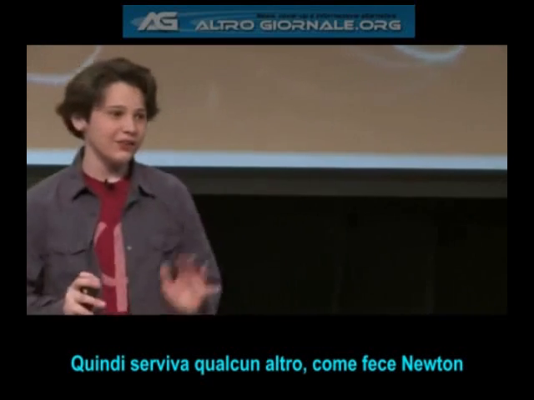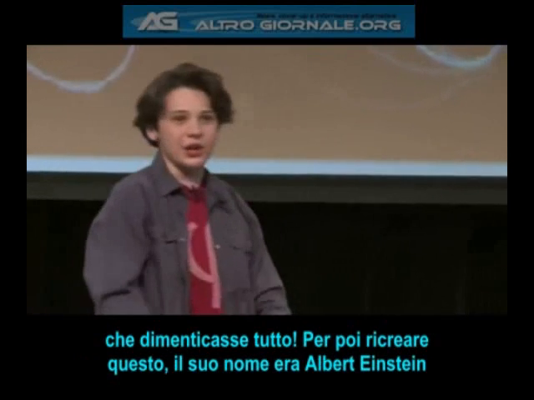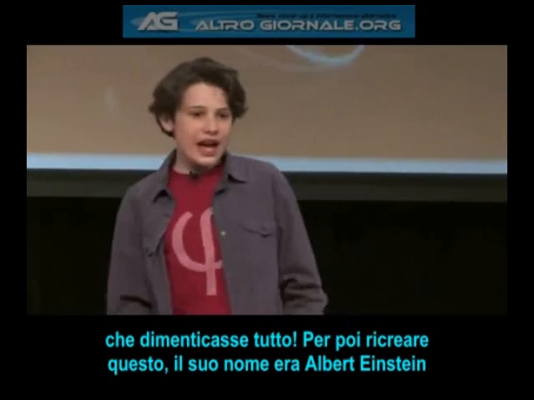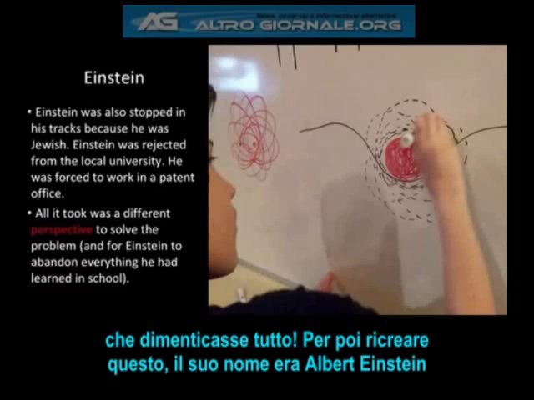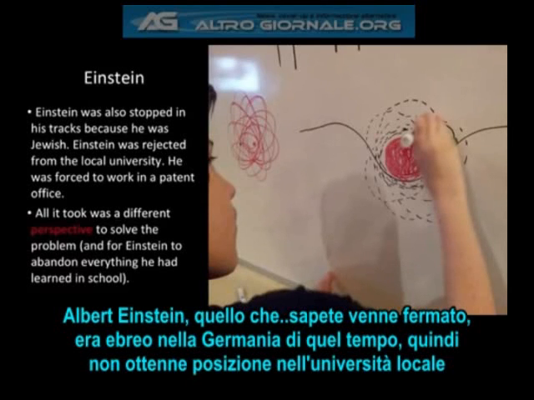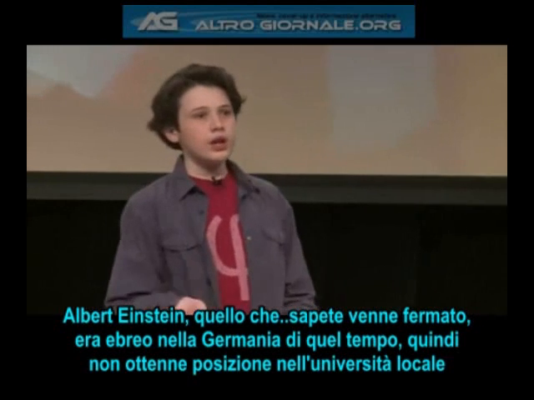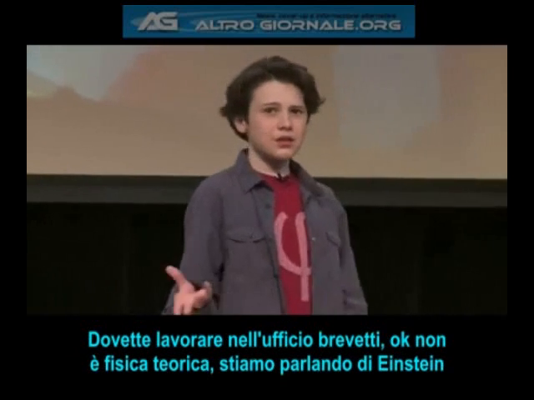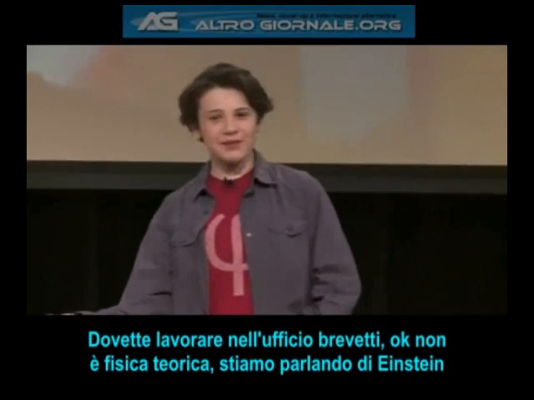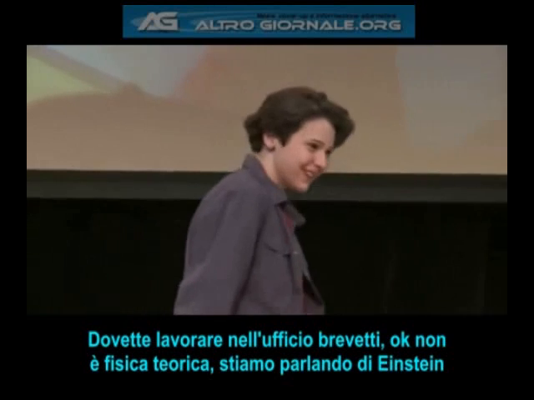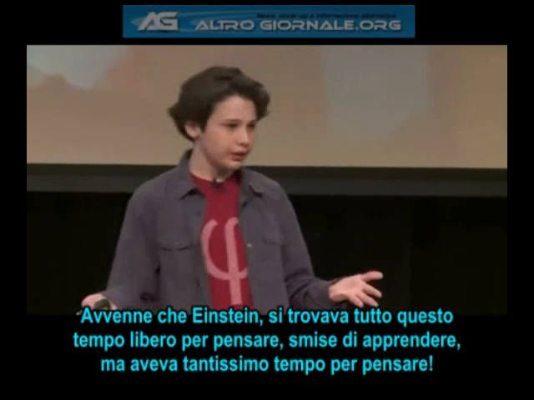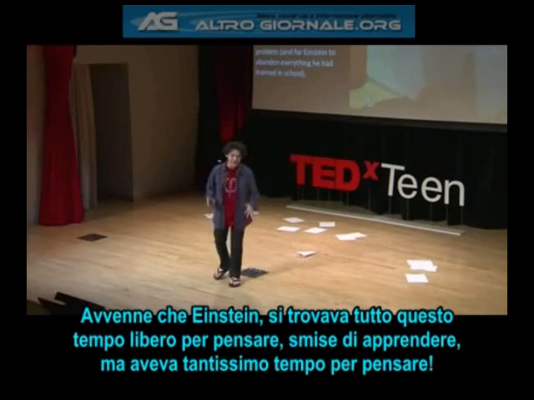So we needed someone else, just like Newton had done, to forget everything they knew and recreate this. That man's name was Albert Einstein. He was also stopped in his tracks. He was not doing very well. He was Jewish, and it was pre-Nazi Germany, so he was not able to get a position at the local university. He had to work at a patent office, which, okay, that's not theoretical physics, and we're talking about Einstein here. What happened was Einstein had all this time to think all of a sudden. He had to stop learning, but he had all this time to think.